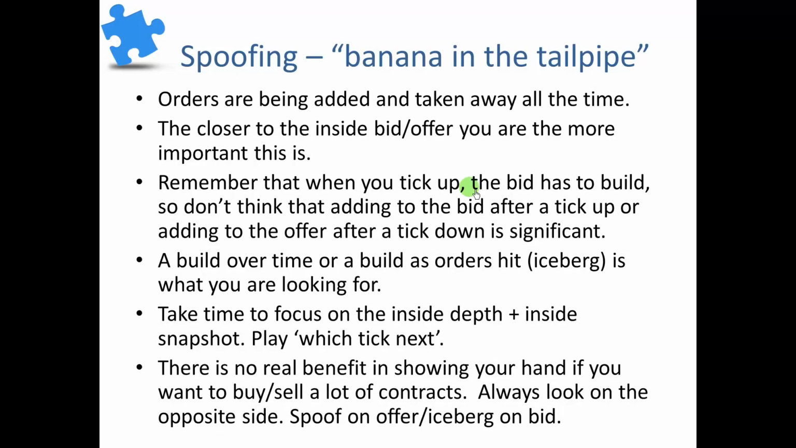Now, spoofing happens all of the time, and certainly it's not as important as what is actually executing at each level. Orders are always being added and pulled. So remember the liquidity vacuum: when you tick up, the bid has to build at that new level. You're ticking up into an area where there's no bids. So don't think that that initial building of the bid is significant.